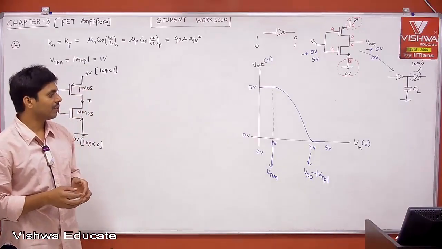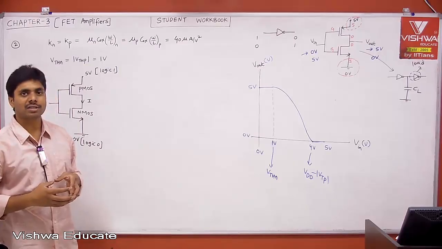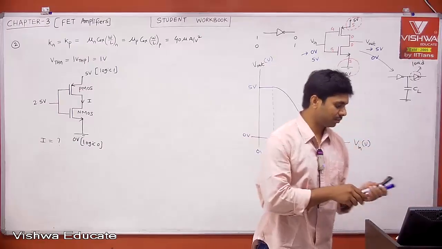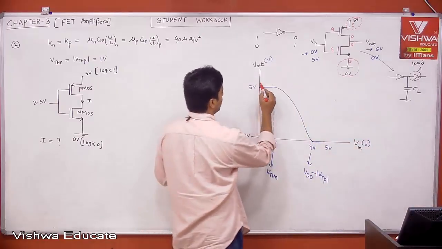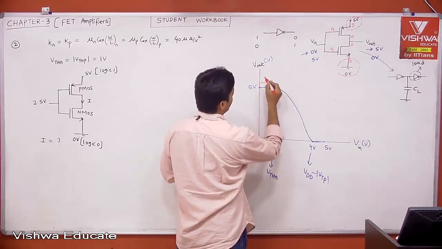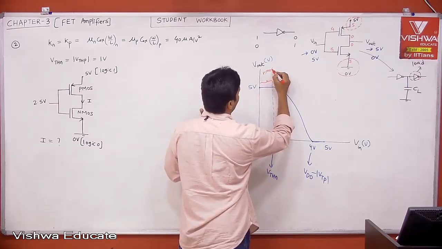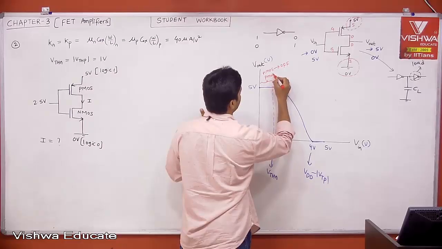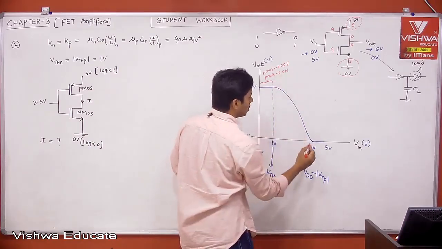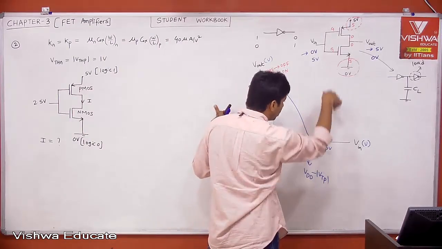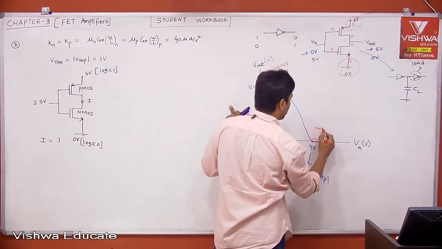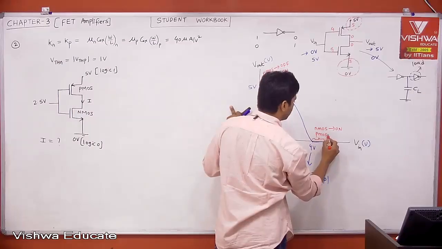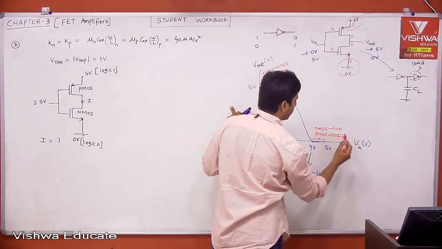Take this problem, or take the graph. This is our transfer characteristics. Exactly in this portion, your NMOS is off, but your PMOS is on. Here in this portion, your NMOS is pulling down, therefore your NMOS is on, but your PMOS is off.